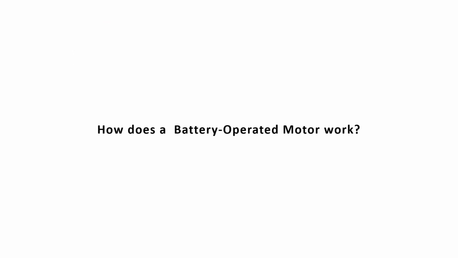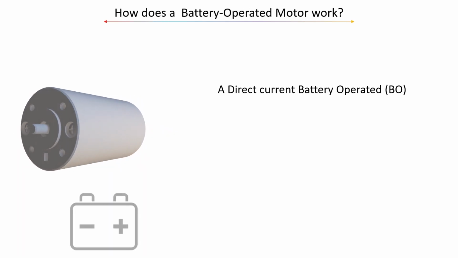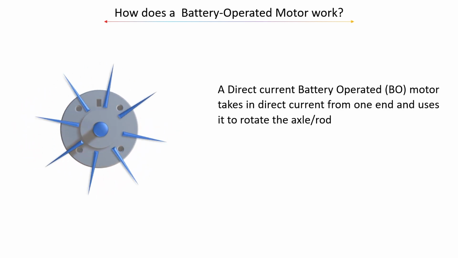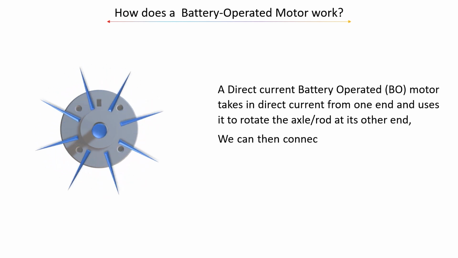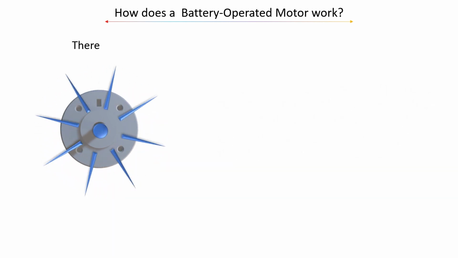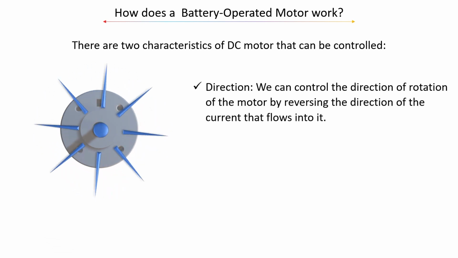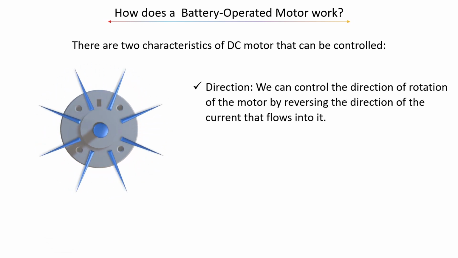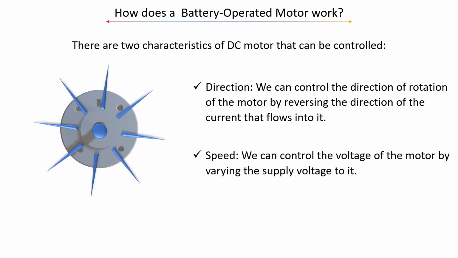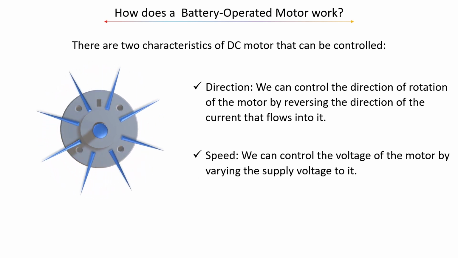How does a battery-operated motor work? A DC battery-operated motor takes in direct current from one end and uses it to rotate the axle or the rod at its other end. We can then connect some other machine to this axle that works when it rotates. There are two characteristics of DC motors that can be controlled. Direction. We can control the direction of rotation of the motor by reversing the direction of the current that flows into it. And speed. We can control the speed of the motor by varying the supply voltage to it.